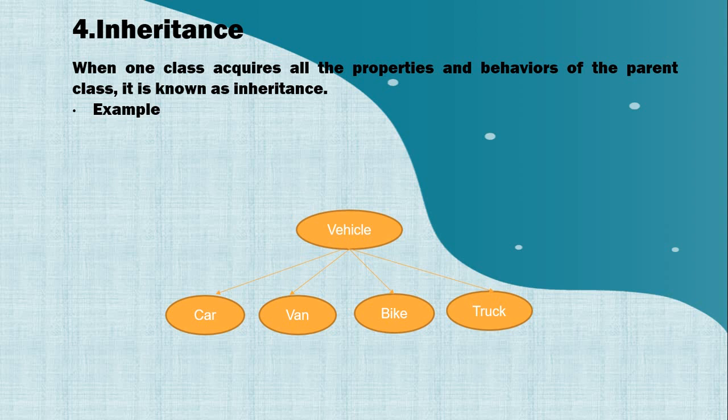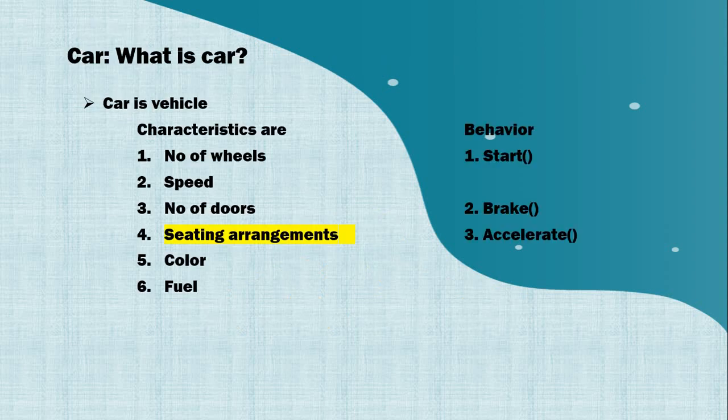The vehicle is a base class, from which the car, van, bike, and truck are all derived. Now, they will have different characteristics, so how is the inheritance carried out? Take the car. What is a car here? A car is a vehicle. What are the characteristics of a particular car? Number of wheels, speed, number of doors, seating arrangements, color, fuel. And its behavior will be start, brake, accelerate.